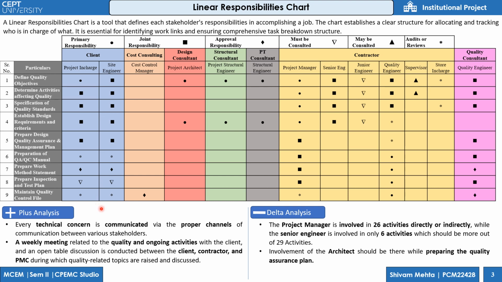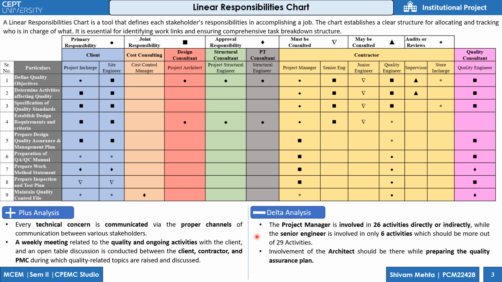Plus analysis and delta analysis. In the plus analysis, every technical concept is communicated by the proper channel of communication between various stakeholders, and a regular meeting related to quality and ongoing activities with the client is done, and an open table discussion between client, contractor and PMC, during which quality related topics are discussed.